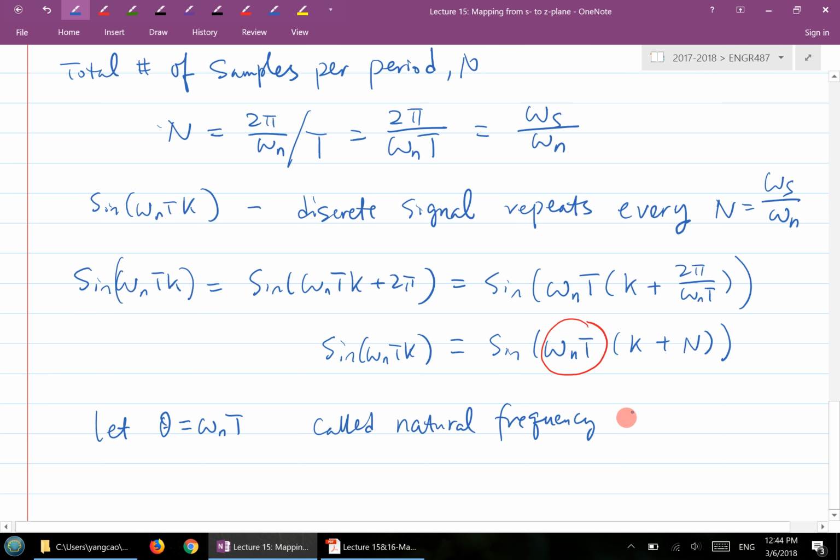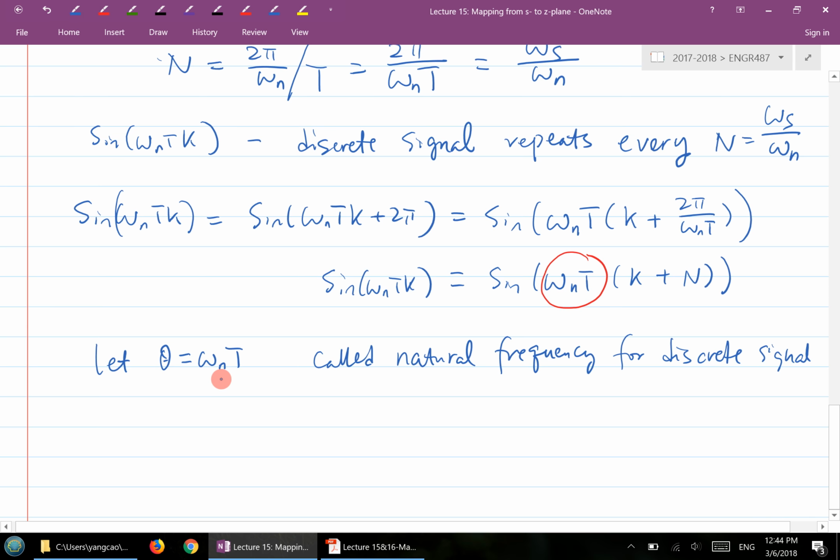For the discrete signal, this is the natural frequency in the Z domain. It's different. Previously we had omega n, and now it is omega n T.